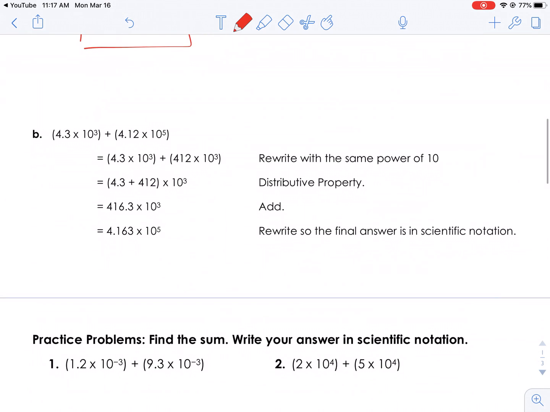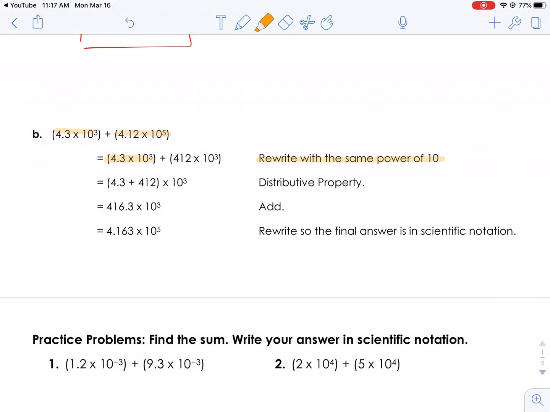In the second example, we have 4.3 times 10 to the third plus 4.12 times 10 to the fifth. Now in this case, our numbers do not have the same power of 10, so we need to rewrite them so that they do. You can make a choice. You could make them both be 10 to the third, or you could make them both be 10 to the fifth. It does not matter what choice you make, you just have to decide to do one. So in this example, they made them both into 10 to the third.